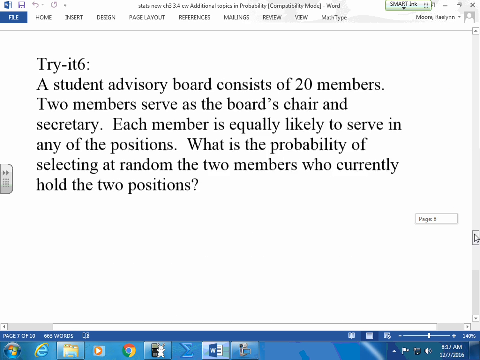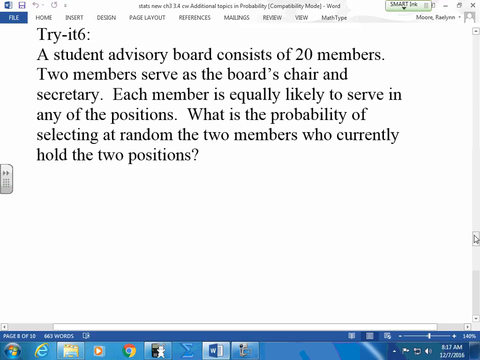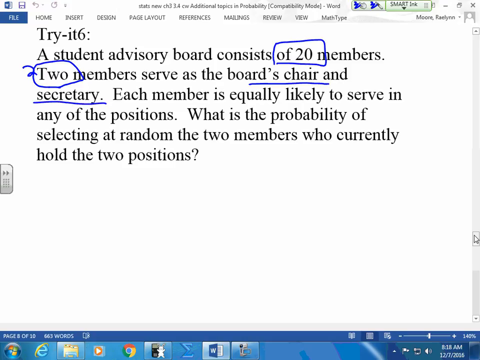Okay, let's try another one. A student advisory board consists of 20 members. 2 members, and sometimes it helps if you write the number 2, serve as the board's chair and the secretary. Each member is equally likely to serve. They say that because that's the randomization. What is the probability of selecting at random the 2 members who currently hold these 2 positions?